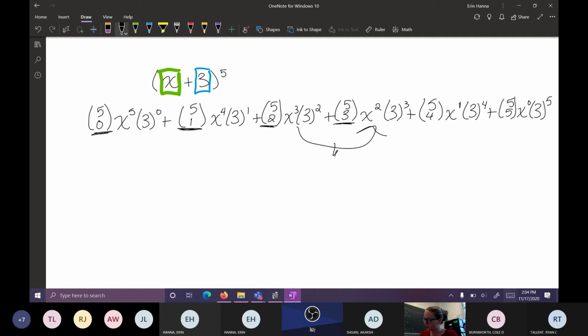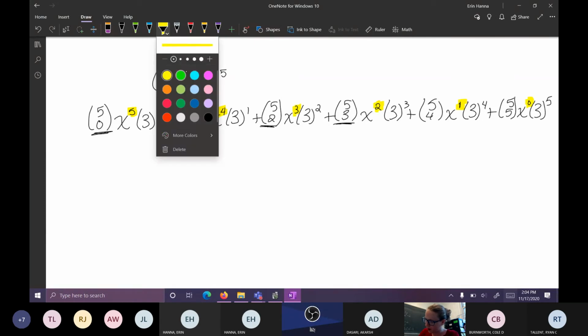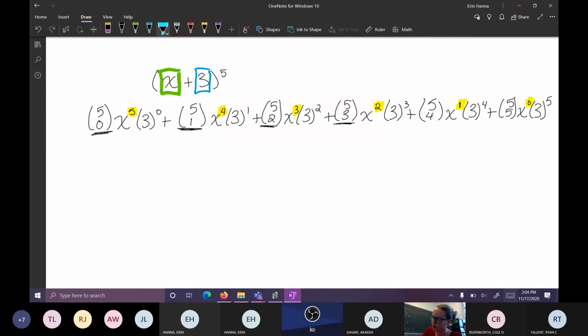So each one of the powers on the first term should be going down. So 5, 4, 3, 2, 1, 0. And then the powers on the second term should be going up. So 0, 1, 2, 3, 4, 5. So we should essentially get every pairing of numbers that add up to 5. And at this point, we've expanded it out fully, and we would just need to figure out what all these numbers are and what they reduce to.